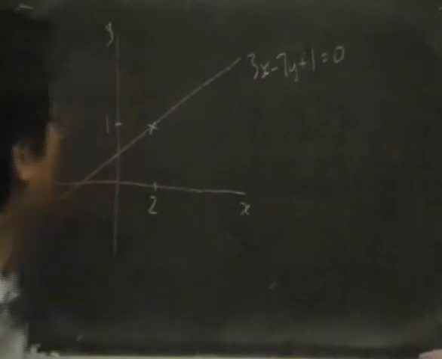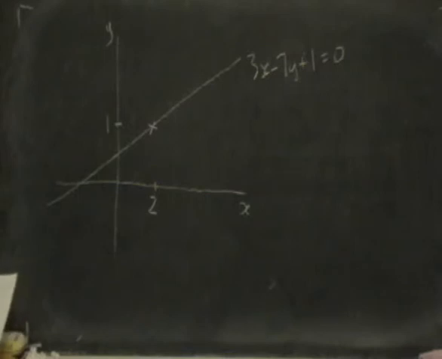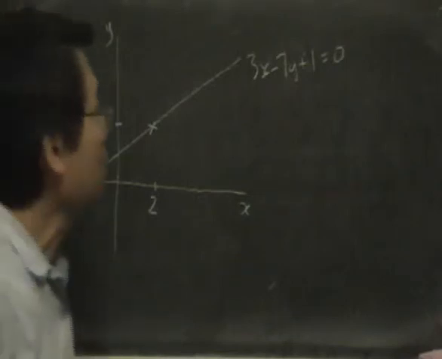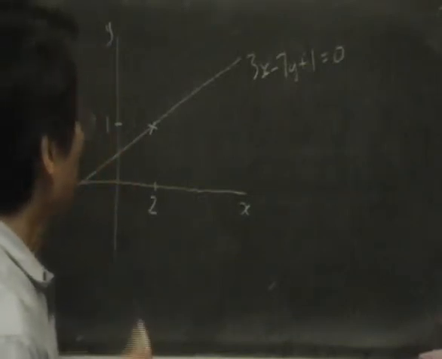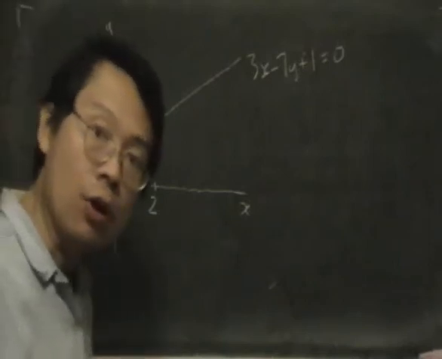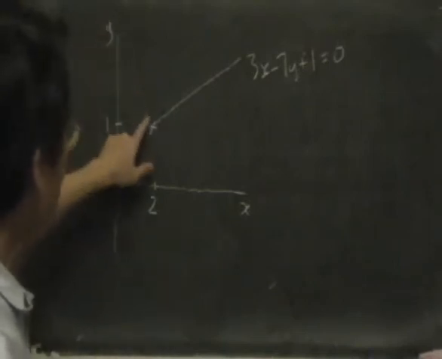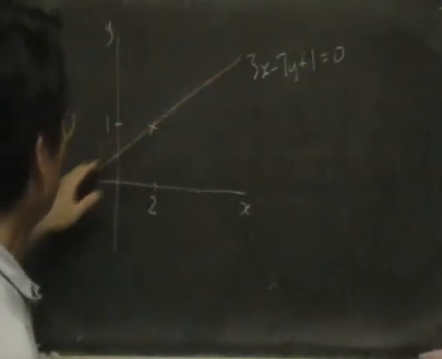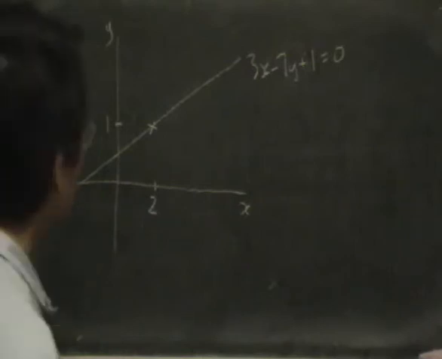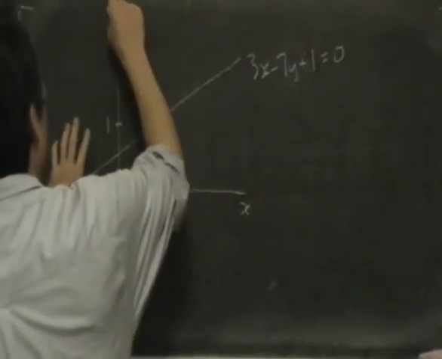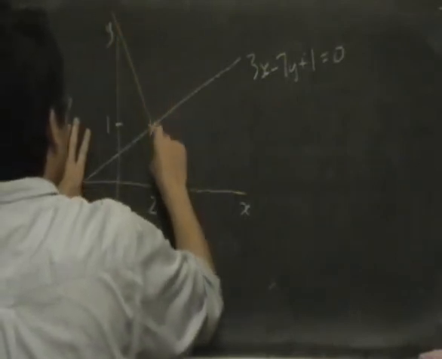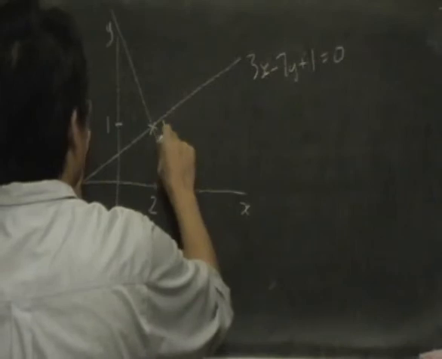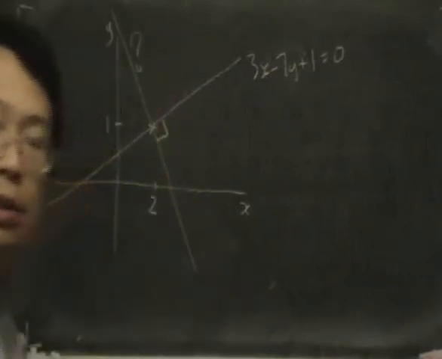So the question is to find the equation of the straight line that passes through this point and that is perpendicular to this line. So a straight line perpendicular to this, and we want to find the equation.